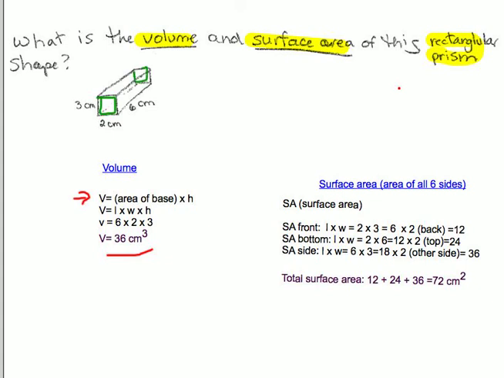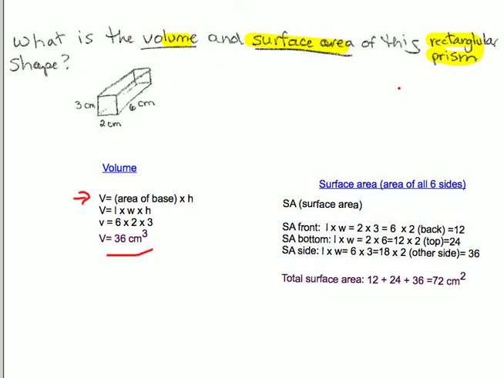Okay, then I go to my next section. I see that the bottom, I knew from before, the base is 6 by 2, which is 12 centimeters squared. If the bottom's 12, then the top is going to be 12. And then finally, there are the sides. So you've got to remember there's 6 sides to these shapes, so I have to have 6 numbers.